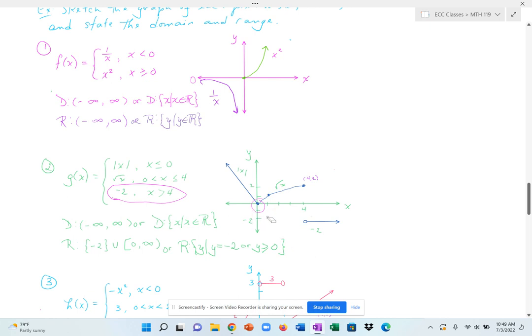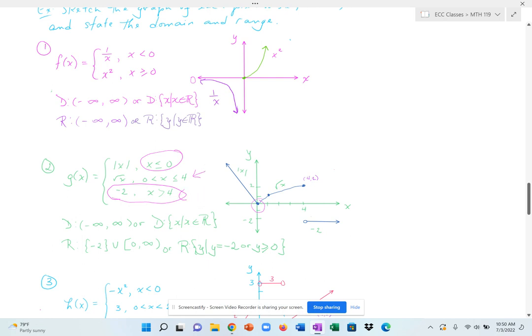Okay, so there's my piecewise function. My domain is, again, all real numbers. This is all my negative numbers and 0. These are all the numbers between 0 and 4, including 4, and these are all the numbers greater than 4. There's nothing missing. So it's all real numbers.